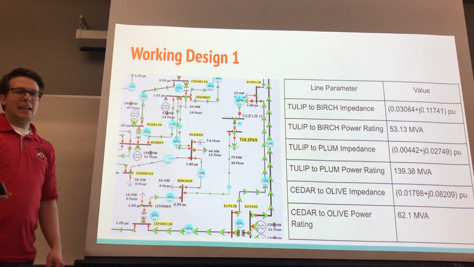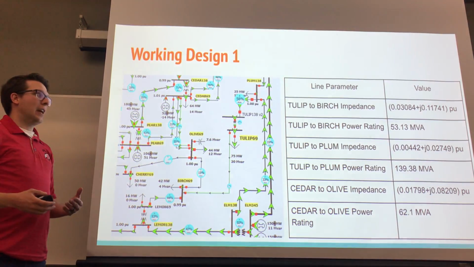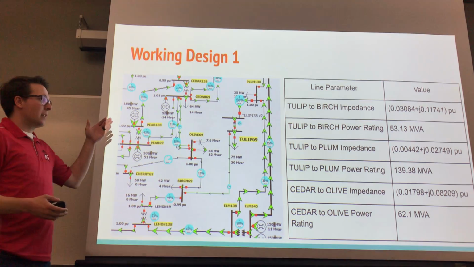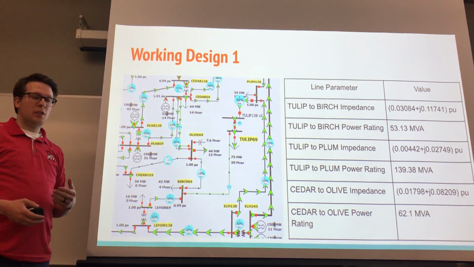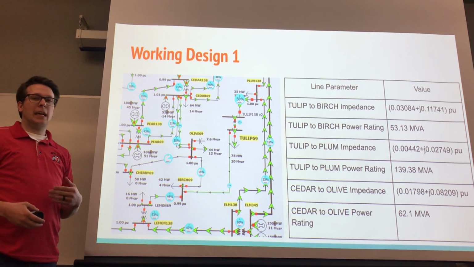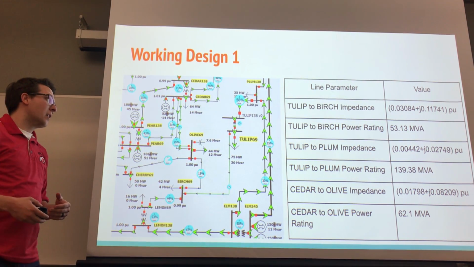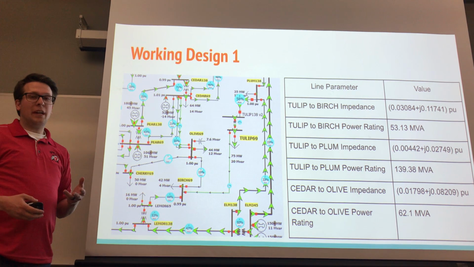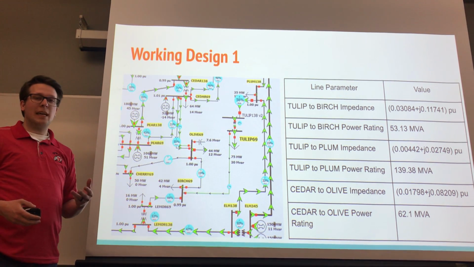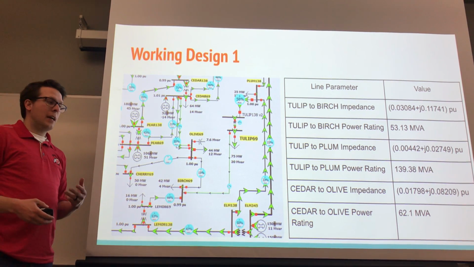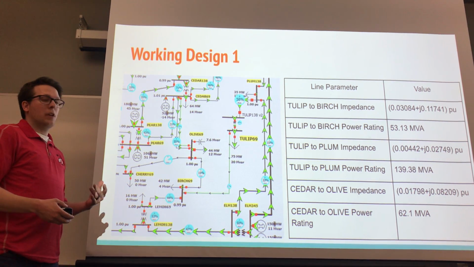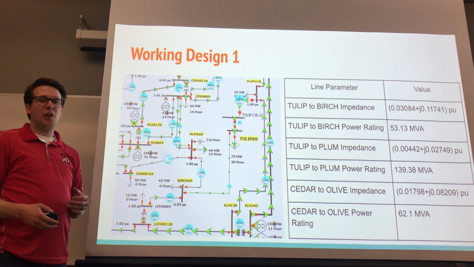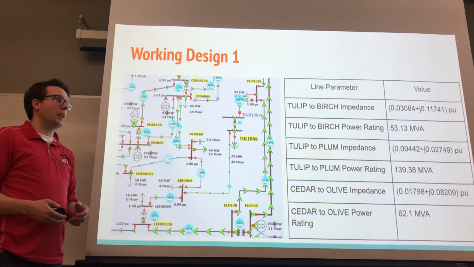So ultimately we decided that we needed an additional line from Cedar 69 to Olive 69, because this was a line that kept getting overloaded, so it needed an additional line to carry that power across. That's what we did in all three iterations of working designs I'm going to go through. We did have one other design that was working, but we are only going to talk about the top three that we're considering for recommending.